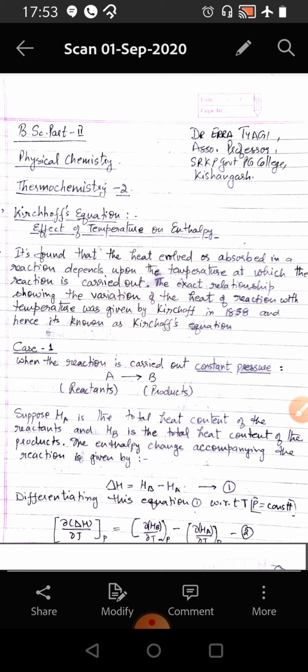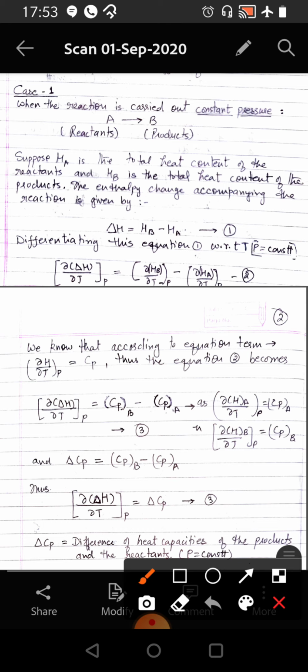This can be studied in two ways. Let's take up case 1. When the reaction is carried out at constant pressure, there is an equation in which the reactants A get converted to products B. Now suppose HA is the total heat content of the reactants and HB is the total heat content of the products, then the enthalpy change accompanying the reaction is given by delta H is equal to HB minus HA.